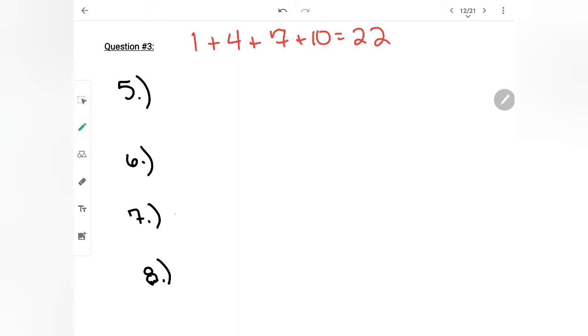Now if we look at our numbers right here that are being added together to find our total sum, we'll notice a pattern. 1 to 4 is adding 3, 4 to 7 is another 3, 7 to 10 is adding another 3. Therefore, since we have this pattern going on, we should be able to determine that our next number is going to be 13.